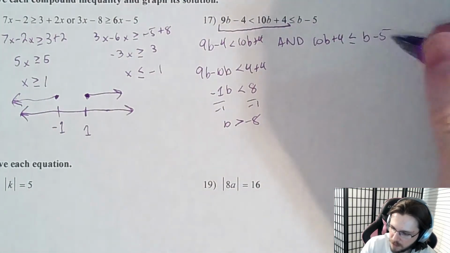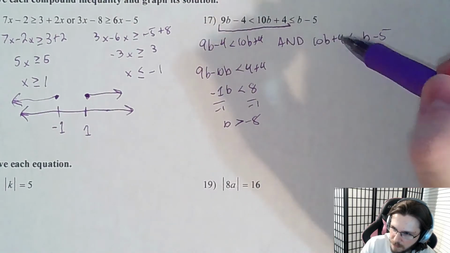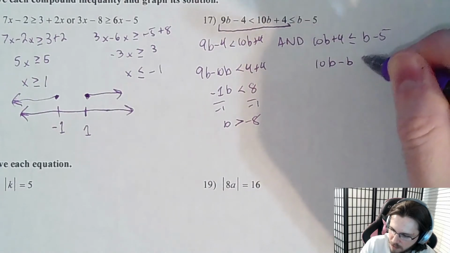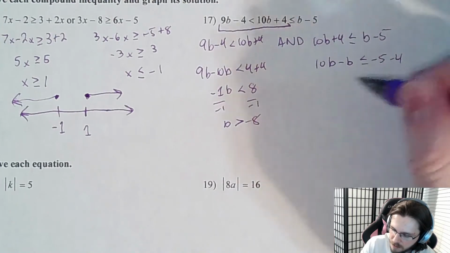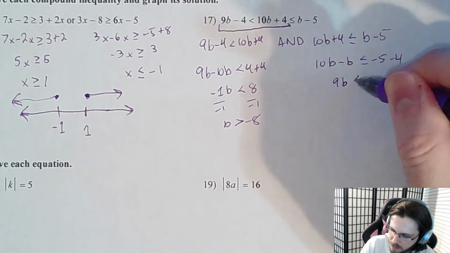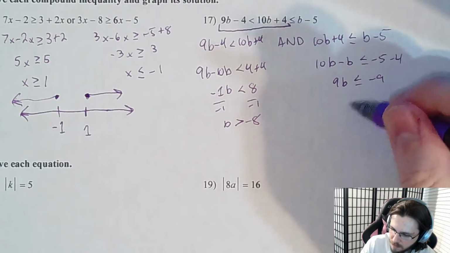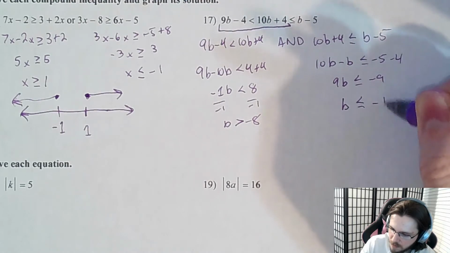10b plus 4 less than or equal to b minus 5. That is a b, not a 6, from the problem. So 10b minus b less than or equal to negative 5 minus 4. 9b less than or equal to negative 9. And then we have b is less than or equal to negative 1.